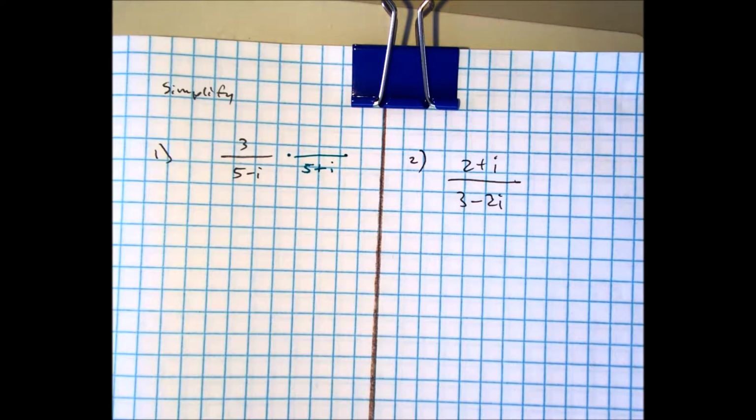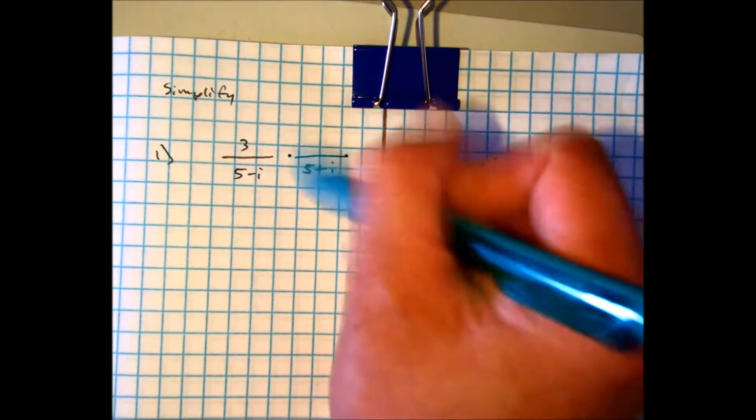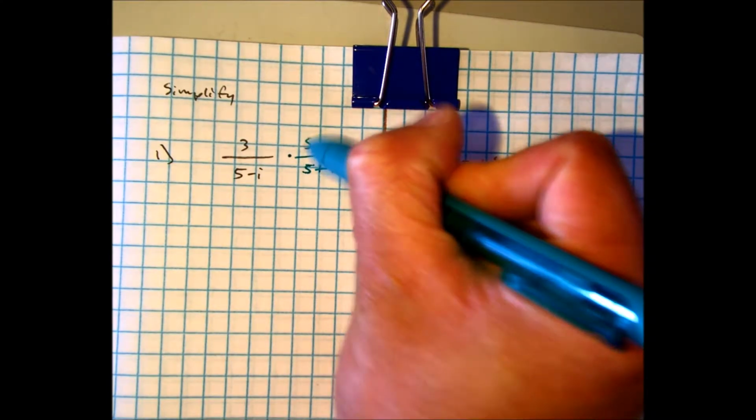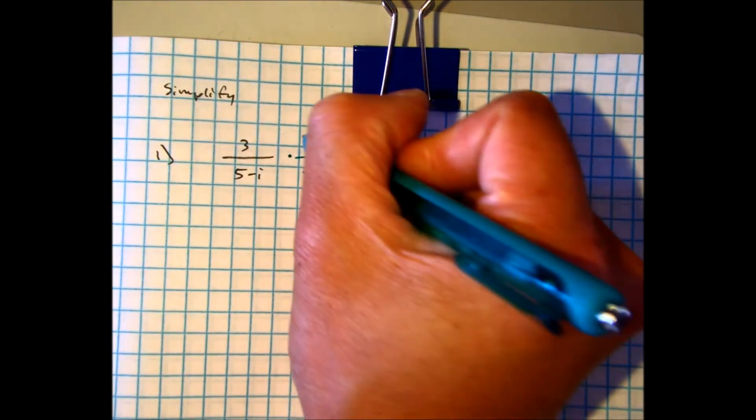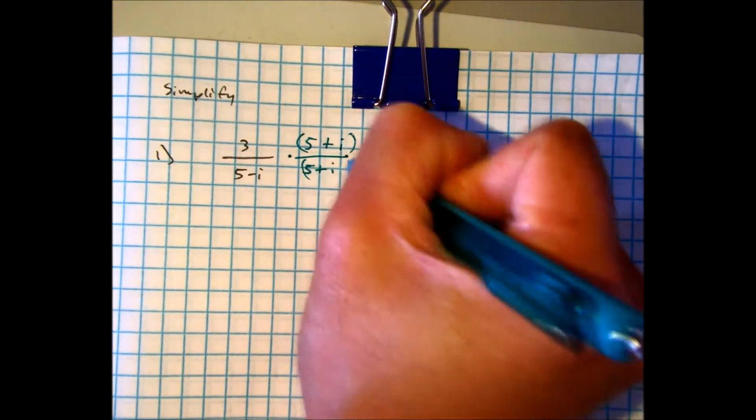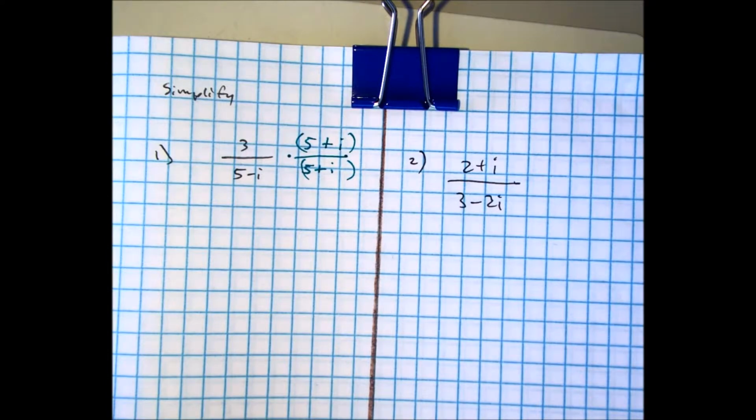You should always multiply by 1. Well, how do I make this a 1? I have the same expression, 5 plus i. You see, anything over itself is equal to what number, class? 1. And it doesn't change the expression.